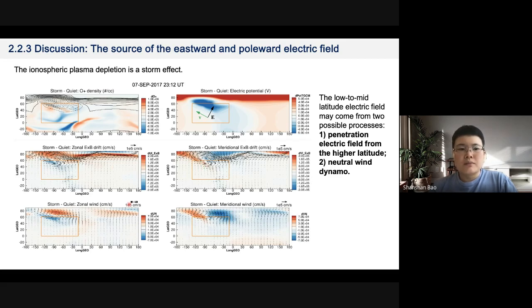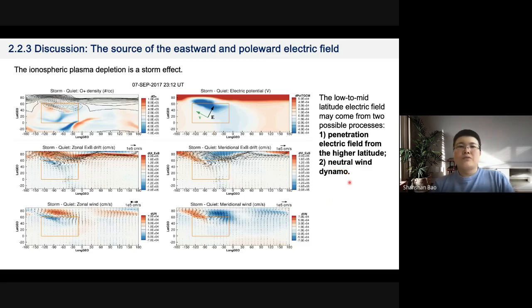But we also see the neutral wind profile. It has the same velocity in that direction. So this electric field transport may come from two possible processes. One is a penetration electric field from the higher latitude. The other is a neutral wind dynamo.